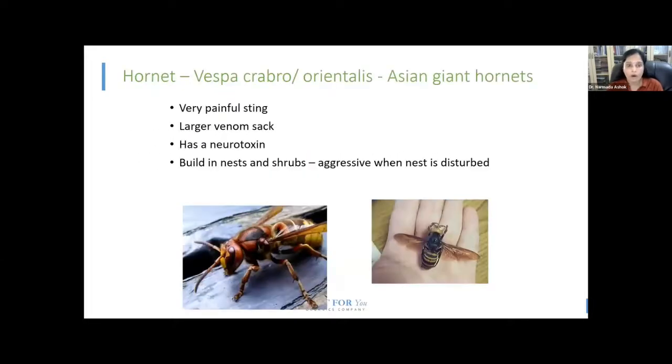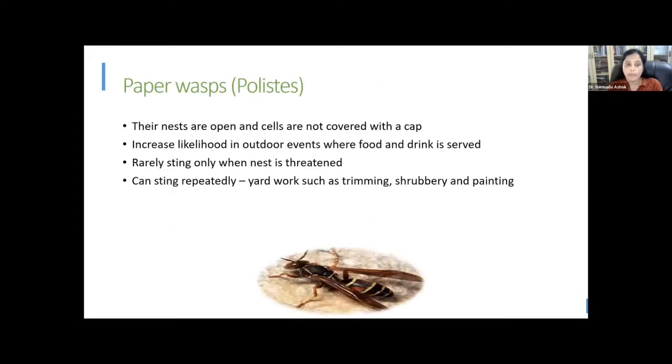Now coming to the hornets, the giant hornet has a very large venom sac. It has a neurotoxin, so you get a numbness feeling, but the stings are also painful, and the insect itself is very aggressive when the nest is disturbed. The polistes, their nests are very open and the cells are not covered. There is an increased likelihood in outdoor events, when they come to the area where food and drink are served, and only when the nest is threatened do they sting.